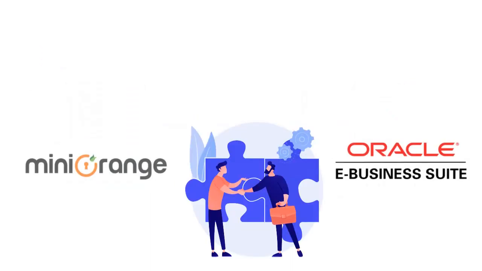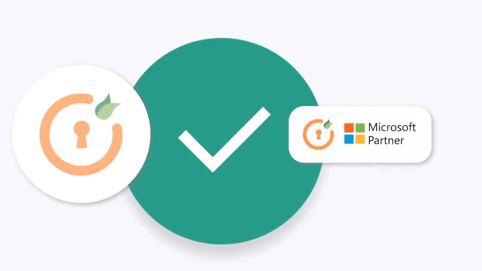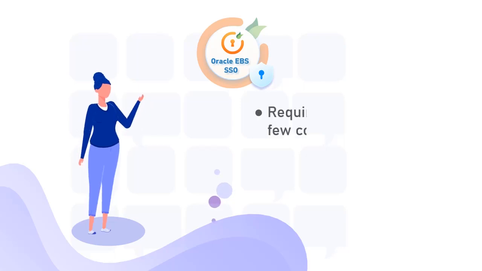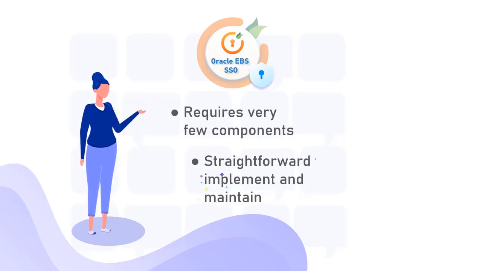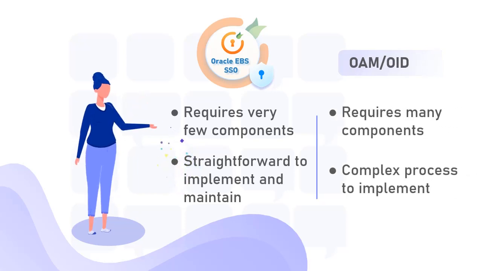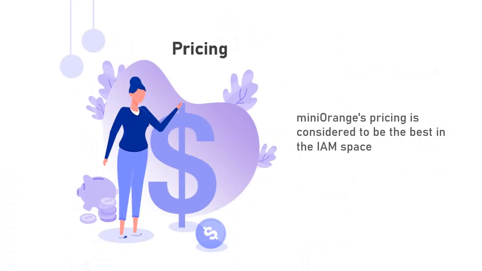miniOrange has been recognized as an Oracle partner under Oracle's Global Modernized Oracle Partner Network program. miniOrange is also an authorized Microsoft partner and listed on Oracle Cloud and Azure marketplaces. Our solution requires very few components and is straightforward to implement and maintain as compared to OAM, OID, or other solutions. miniOrange's pricing is considered to be the best in the IAM space.